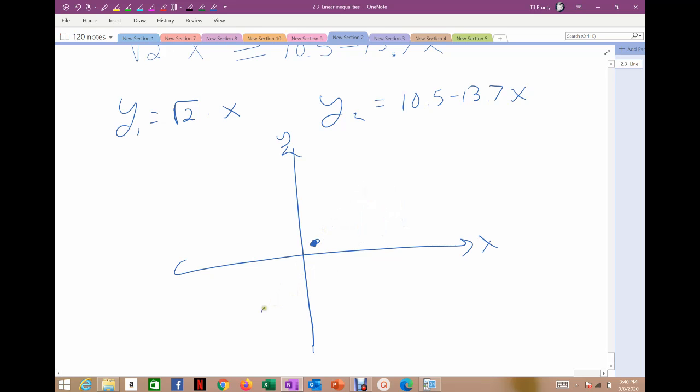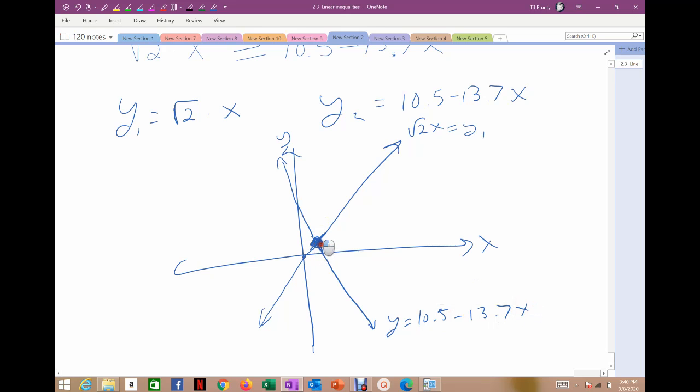I'm going to erase that. My first function should go through the origin, but there's the square root of 2x, which is my y1, and then the second function, that's the y2, which is the 10.5 minus 13.7x. Alright, they met at that x value, which was 0.694. That's where they are equal. That's the point where they intersect, that's where they're equal.